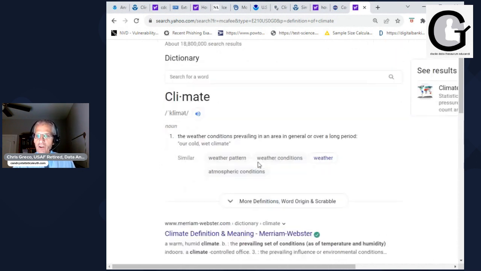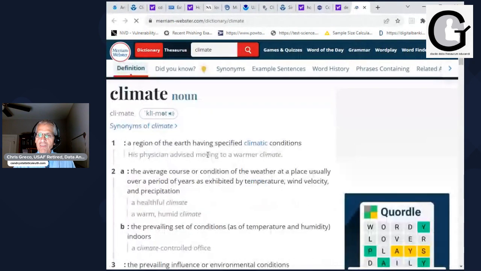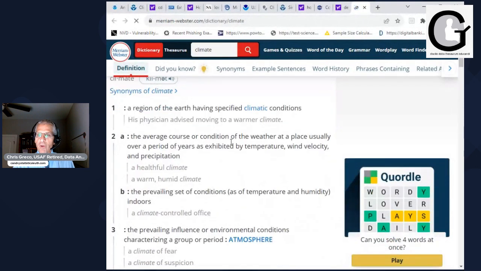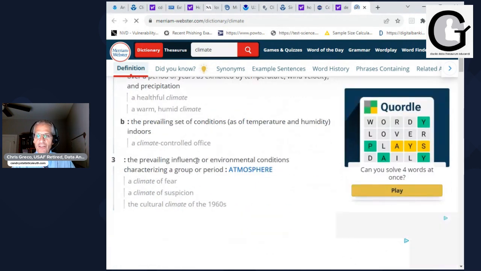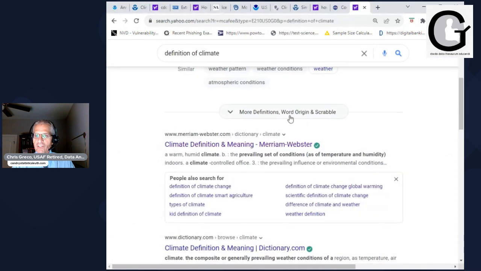What does this mean? So, let's take a look at Merriam's dictionary. A region of Earth having an average course or condition of the weather. And this is interesting because a lot of people sit there and say, it's climate, not weather, stupid. Well, guess what? Weather is used in the definition of climate. So, sorry, that's the way it goes. At a place usually over a period of years exhibited by temperature, wind velocity, and precipitation. Again, there's nothing here talking about these areas.